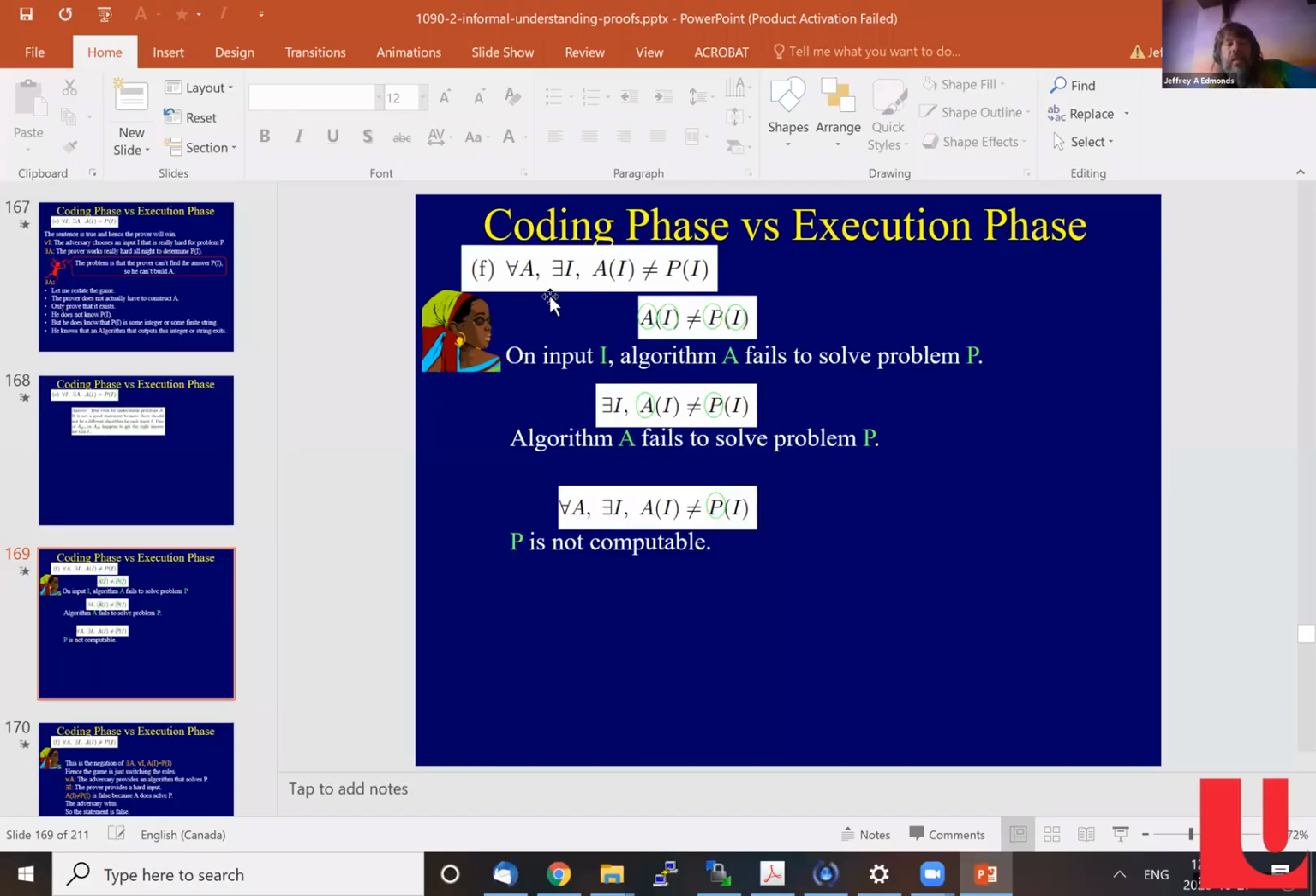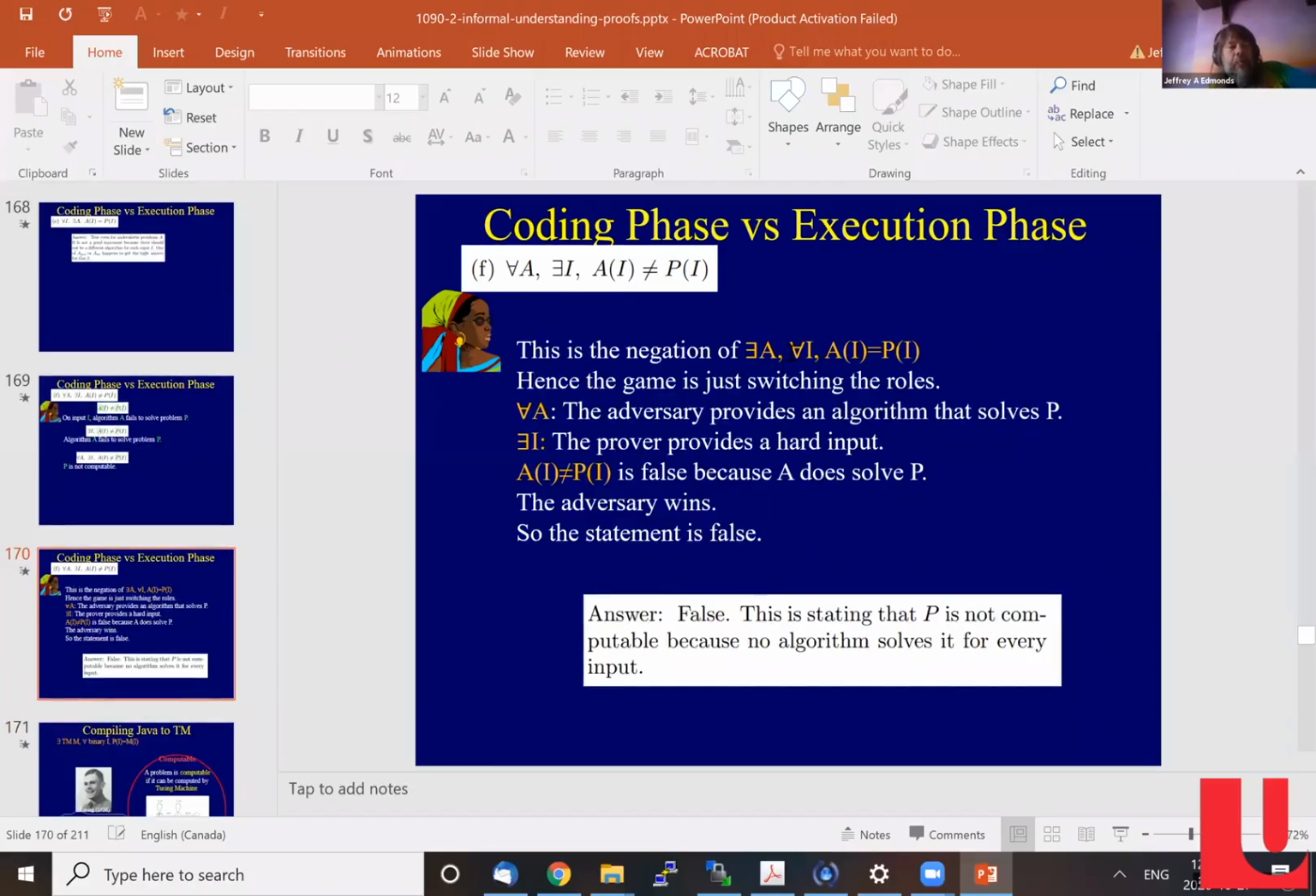Whether you're disproving this or proving this, you're giving me an algorithm. What you do is specify an algorithm such that for all inputs, it does solve the problem. That's how you prove this. That's how you disprove this. How do you prove this? Given an arbitrary algorithm, you have to find an input on which it doesn't give the right answer.